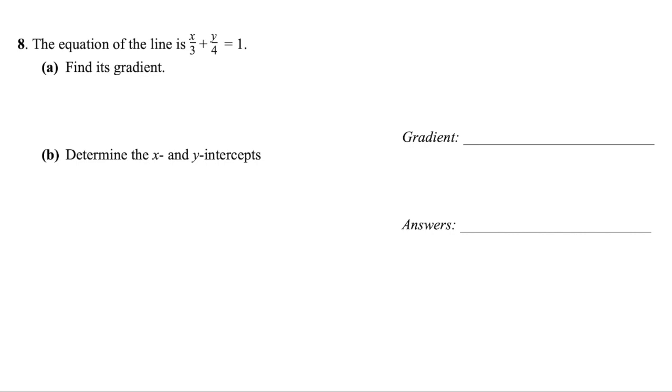Question number 8. The equation of the line is x divided by 3 plus y divided by 4 is equal to 1. Letter A. Find its gradient. Letter B. Determine the x and y-intercepts.